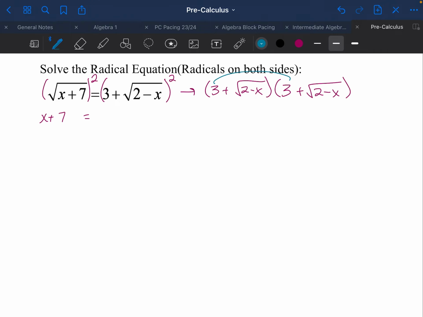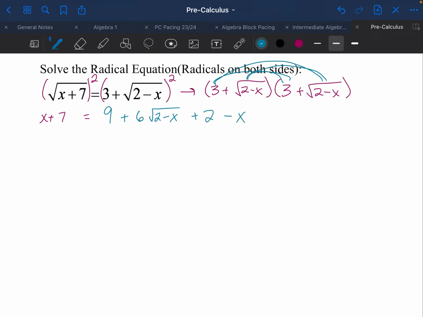So 3 times 3 is 9. And then square root of 2 minus x times 3 is 3 square root of 2 minus x, but then it happens again because we've got 3 times that again. So we're going to end up with 6 square root of 2 minus x. And lastly, we got the square root times the square root, which means the square root cancels, and we're just left with plus 2 minus x.